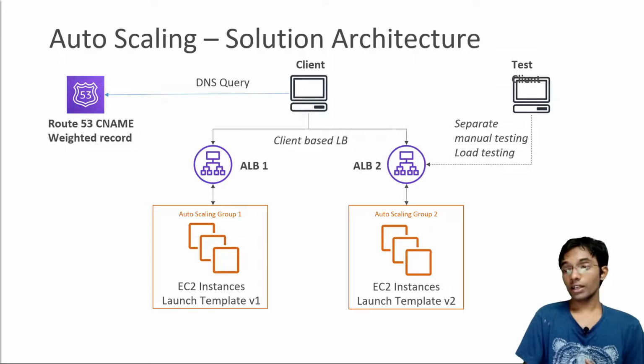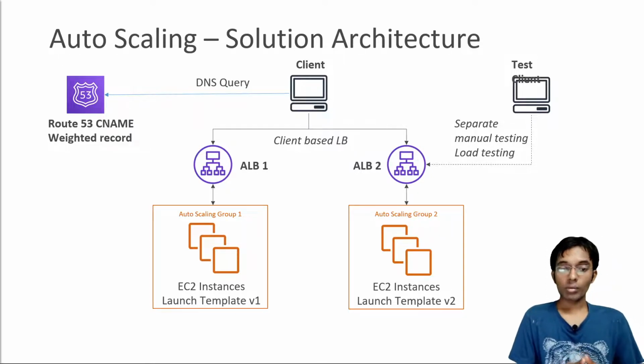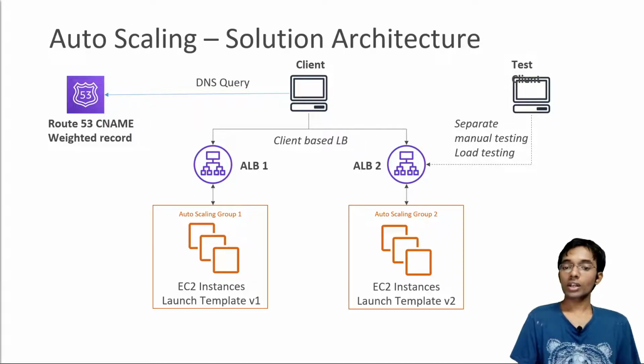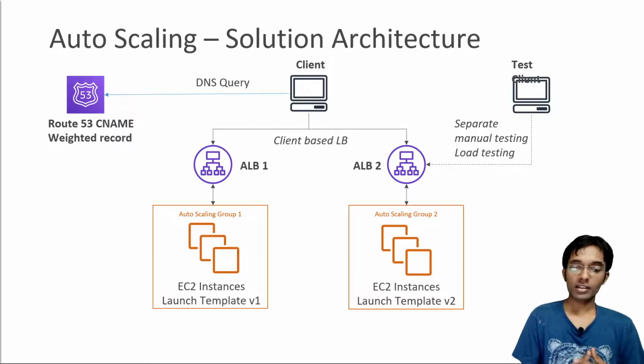The problem here is that we are relying on the clients being well behaved, making DNS queries and respecting the TTL. So we have to do a slow migration. There is some risk here that badly behaving clients will still be talking to application load balancer number 1, even though we have told them to switch to application load balancer number 2 with Route 53.